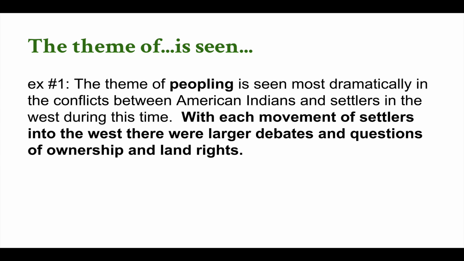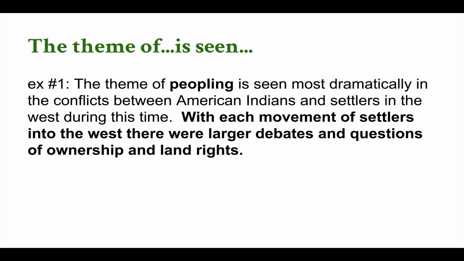So to give you an example, the theme of is seen in. This is how it would look. An example would be: the theme of peopling is seen most dramatically in the conflicts between American Indians and settlers in the West during this time. This is the really important part: you need to explain it. You can't simply just have one sentence. You can't say this stuff is related to peopling. You've got to go on. So the second part, if you don't have the second part, you're not getting the point. So the second part is the important part.